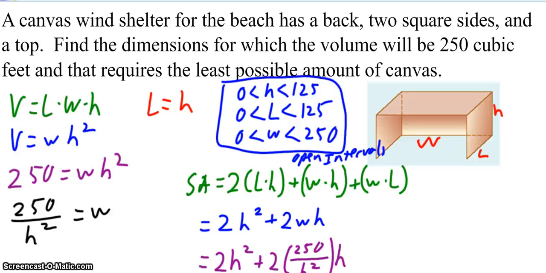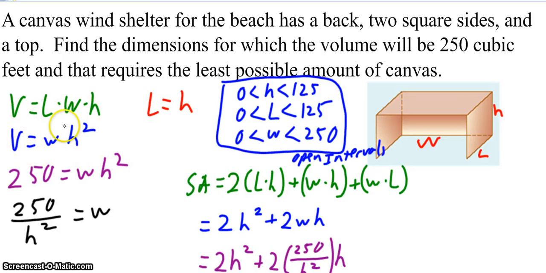Now, we also know we're trying to minimize, but if one of these dimensions is 0, then I'm not actually going to have a physical wind shelter, so you won't have any volume. So they cannot be 0, because we know that the volume has to be 250. Okay, so that's why these are open intervals this time as opposed to closed intervals on the previous one with the rectangle inside the circle and so on. Okay, so now back to the problem.